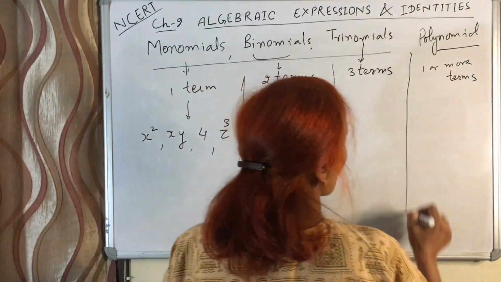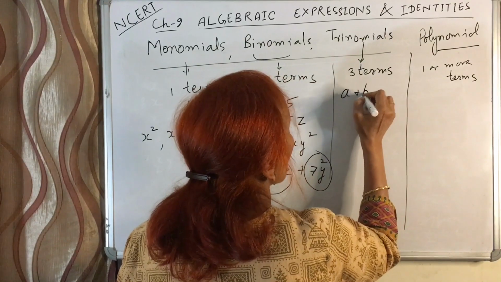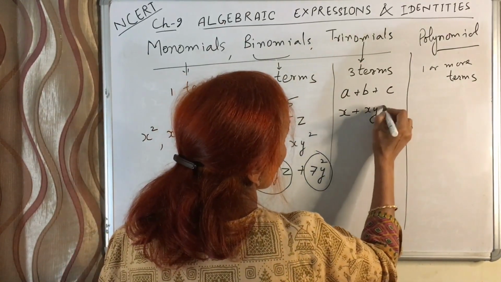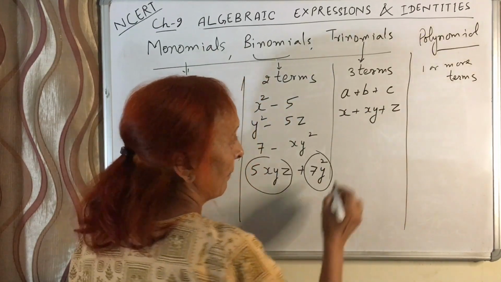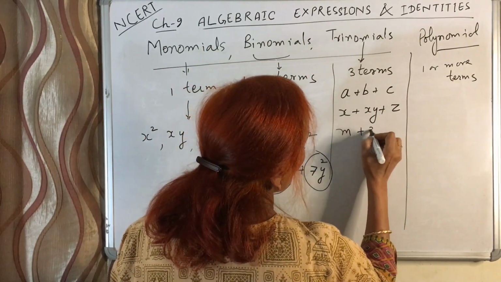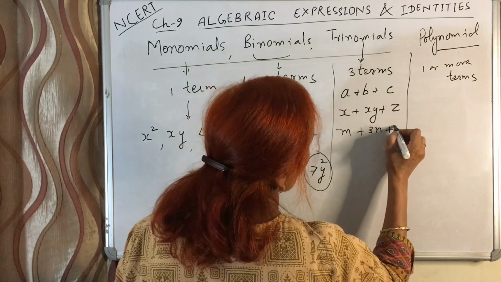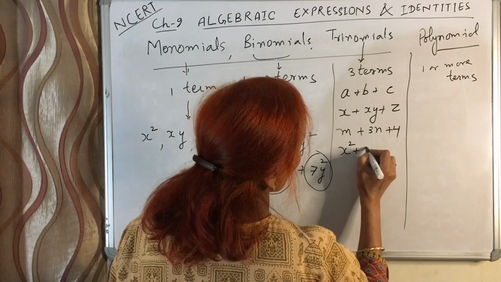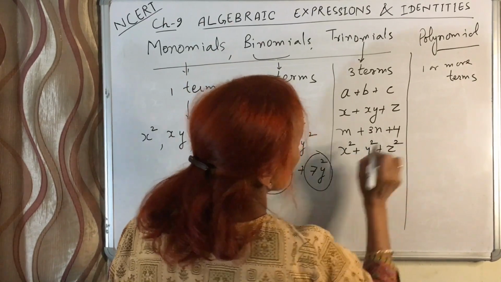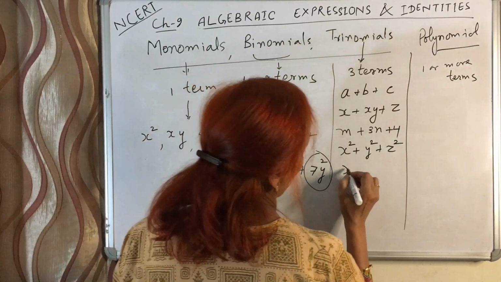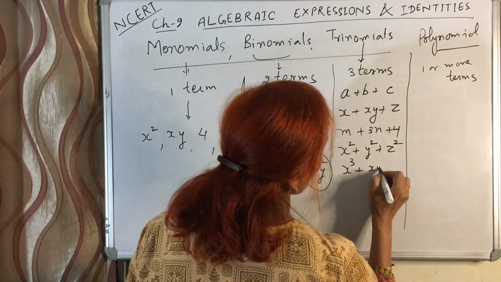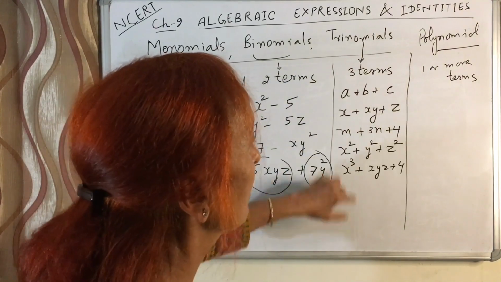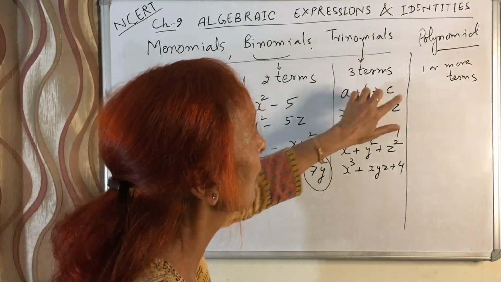Three terms: a plus b plus c, x plus xy plus z, m plus 3n plus 4, x square plus y square plus z square, x cube plus xyz plus 4. All these are trinomials. 1, 2, 3.